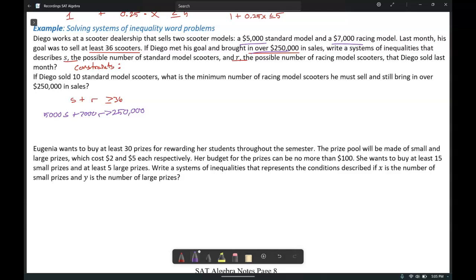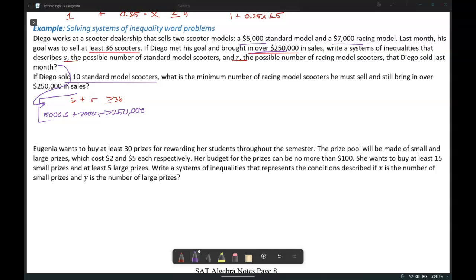Now that answers the first part of our question, which is to write a system of inequalities that models that scenario. That's what we did right here. There's our system. Now it continues on and says, well, if Diego sold 10 standard model scooters, what is the minimum number of racing model scooters he must sell and still bring in over $250,000?